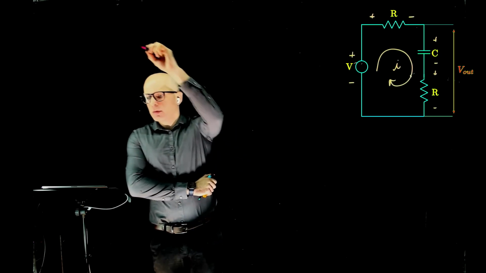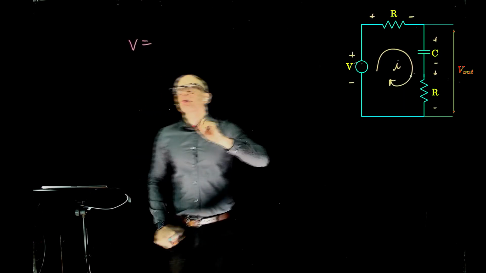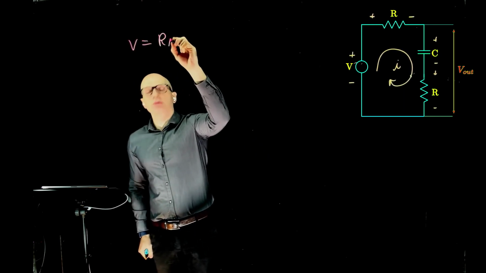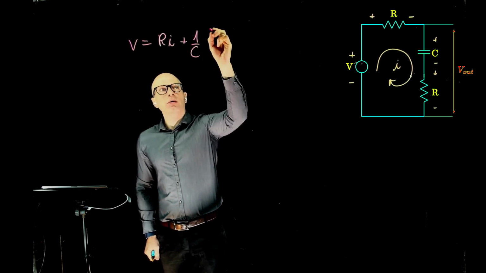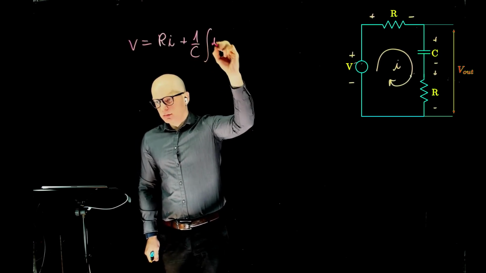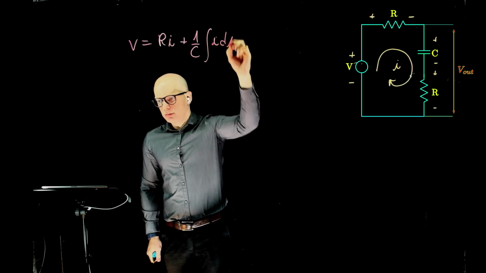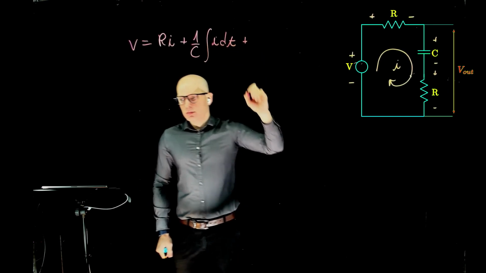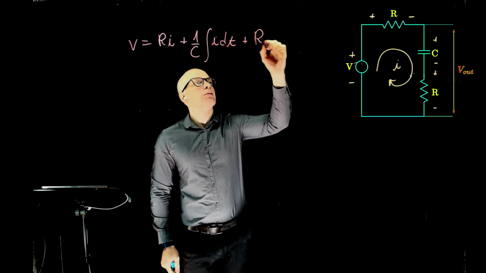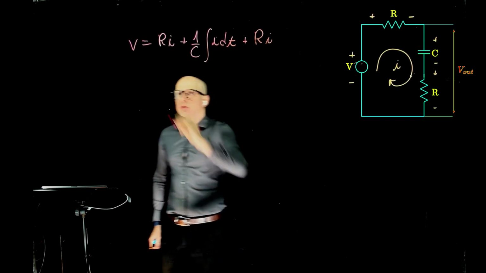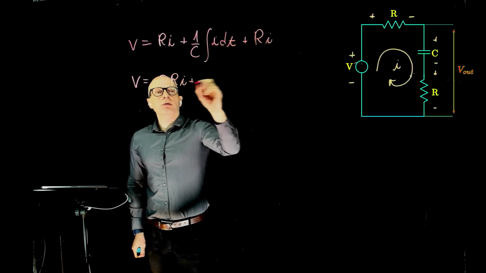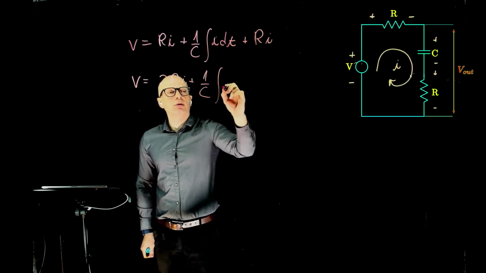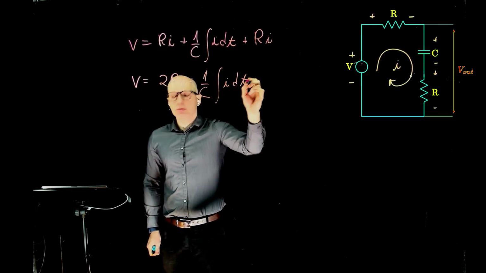V equals Ri, very good. Plus 1 over C integral of I dt. Plus Ri. Very good. So V equals 2 Ri plus 1 over C integral of I dt.